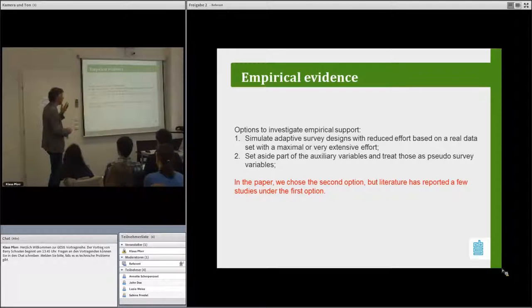The other option would be to split auxiliary variables into training and validation variables. One set is actually used to improve, the other ones are used to evaluate. And this is more interesting, and in our statistics analysis, we have a lot of administrative data, so we could actually do this. We could separate variables into different sets.